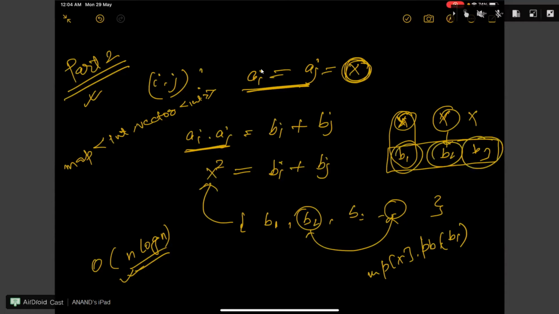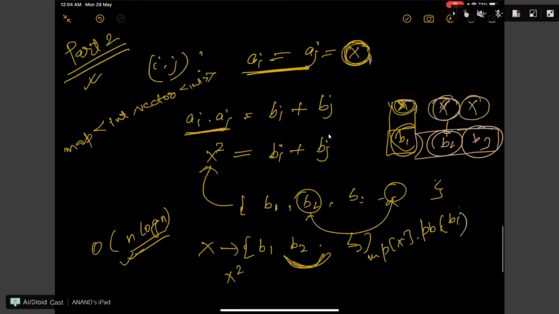Okay, so you just iterate through your map. Iterate over the first element of the map, that will be x. Once your x is fixed, you get the BI values corresponding to this x as AI. Then you just find the number of pairs such that their sum is equal to x square, and add it to your answer. So that is how we can calculate part 2.